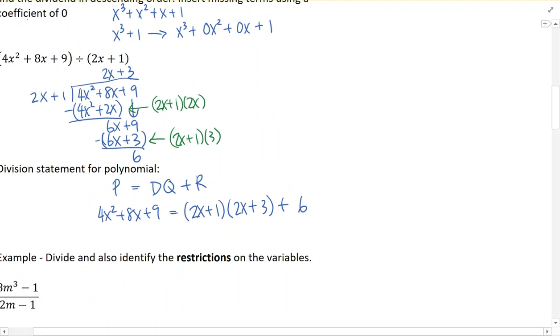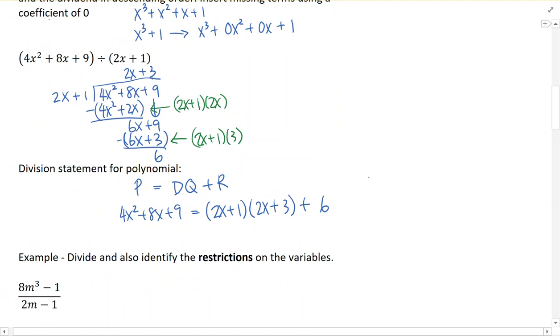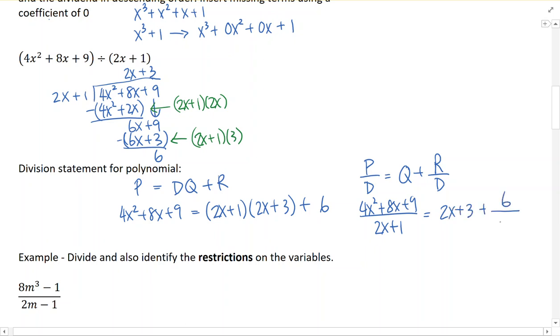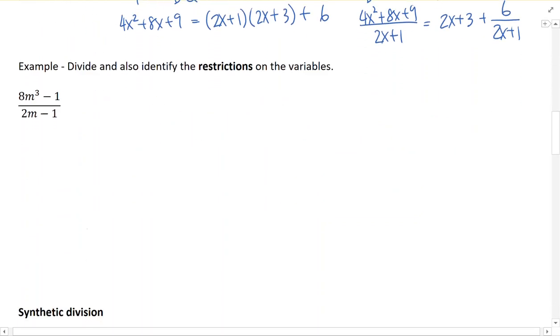Or if you want to write it that secondary way, remember, dividend divided by divisor equals quotient plus remainder divided by the divisor, which is 4x squared plus 8x plus 9 divided by 2x plus 1 equals 2x plus 3 plus 6 divided by 2x plus 1. Okay, so two ways of writing out the division statement. All right, let's try another example here.